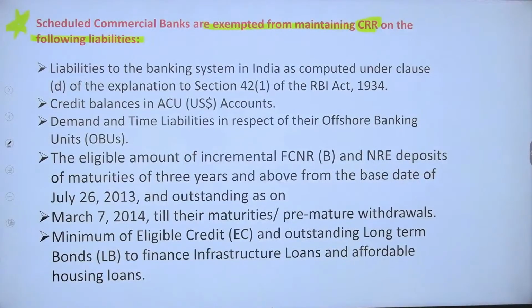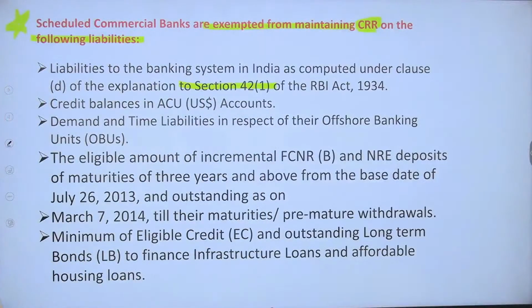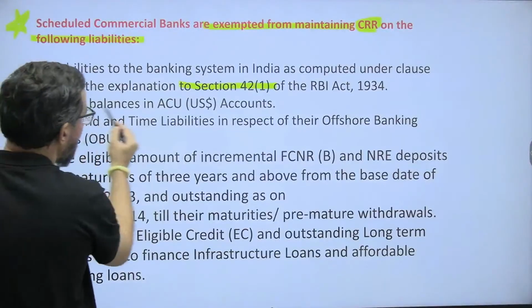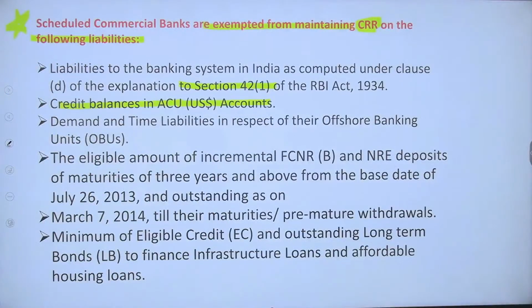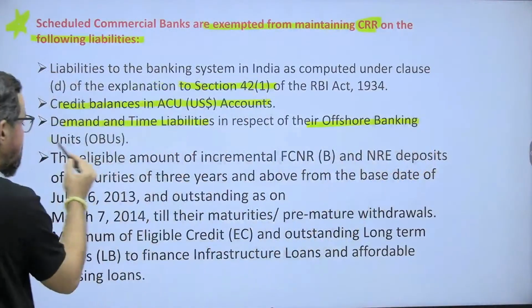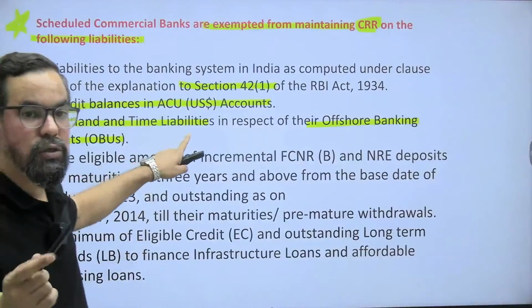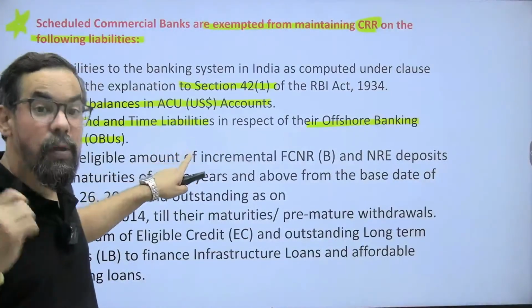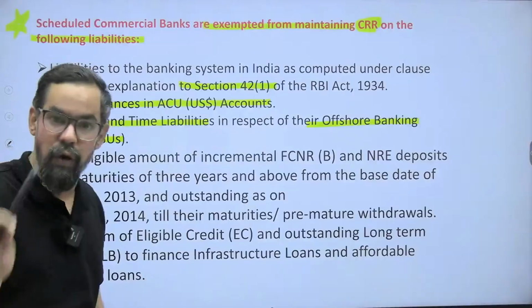Liabilities to the banking system in India as computed under clause D of the exemption to section 42 subsection 1 of the RBI Act 1934, which include credit balances in ACU dollars, that is in Asian Clearing Union, then demand and time liabilities in respect of their offshore banking units, foreign branches, the eligible amount. Basically foreign branches, and you can also link the IBUs, because IBUs are also considered as foreign branches. Their balance sheet is maintained in foreign currency itself, right?